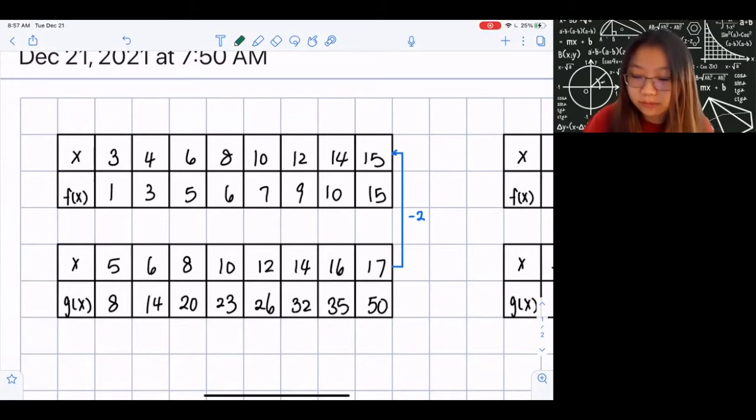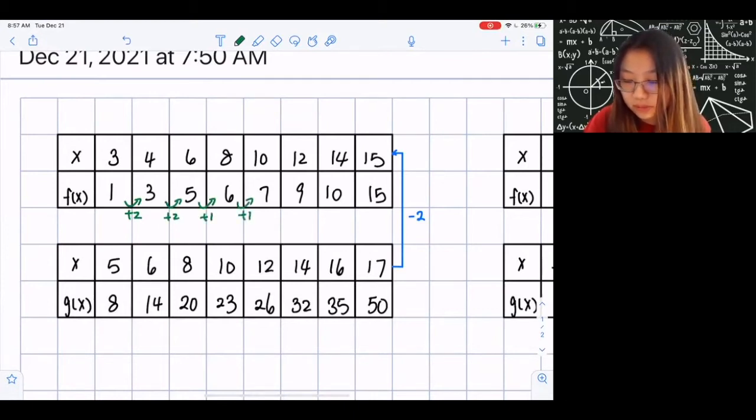So from 1 to 3, I added 2. From 3 to 5, I add 2. From 5 to 6, I add 1. From 6 to 7, I add 1. 7 to 9, I add 2. 9 to 10, I add 1. 10 to 15, I add 5.